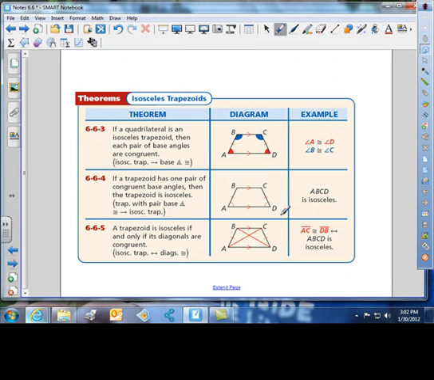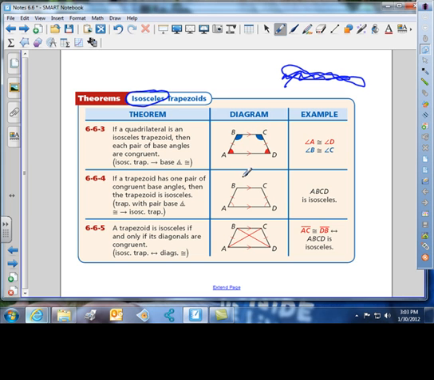Again, these are isosceles trapezoids, not triangles. So these are some properties here. First of all, if you have an isosceles trapezoid, then each pair of base angles are congruent. So B and C will be congruent, and A and D are congruent. We're not saying that these two angles C and D are congruent. We're saying that the base angles match up.